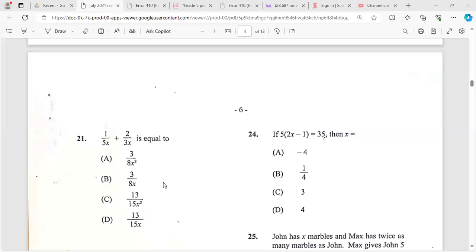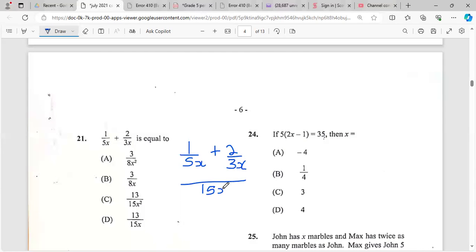Alright, so algebraic fraction. It says 1 over 5x plus 2 over 3x. Of course, when adding and subtracting, you have to find the LCM, right? So x is common, and 5 and 3 give 15, with x common. Now we divide: 5x into this, x cancels x, 5 into 15 is 3 times. 1 times 3 is 3.